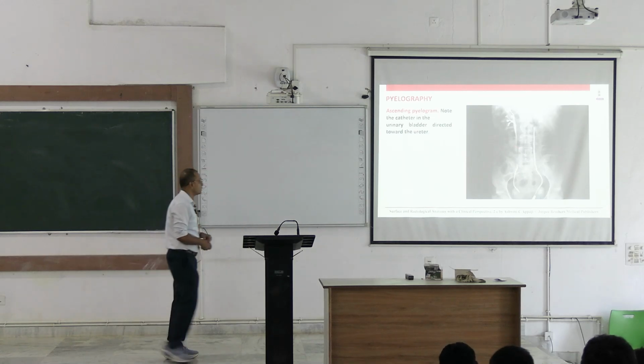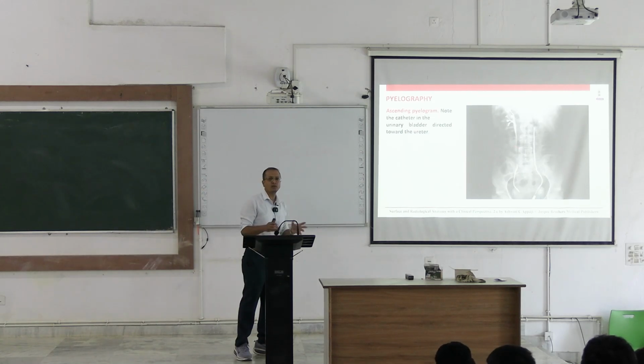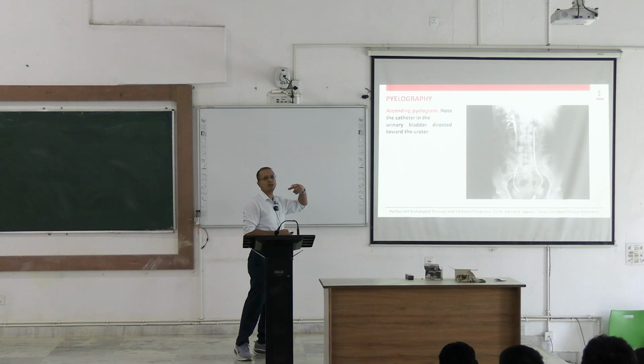So whenever you are seeing this particular thing, the only difference is that it is a special X-ray using a special procedure. The dye is being used to visualize something that was not visible in the plain X-ray. So this is how this whole renal system can be visualized.